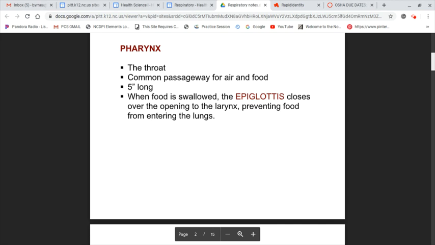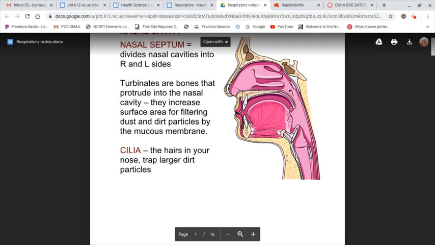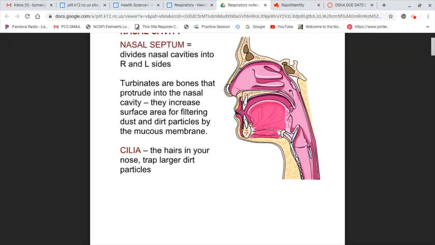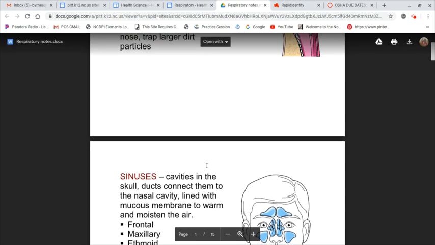When food is swallowed, your epiglottis, or this cute little flap here, closes so food doesn't go down the wrong tube.